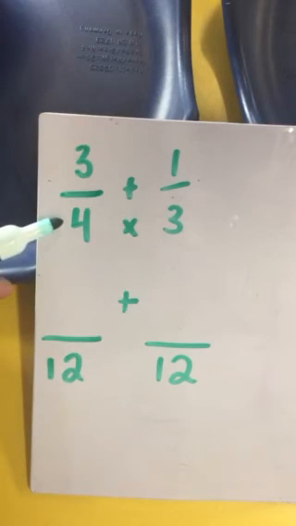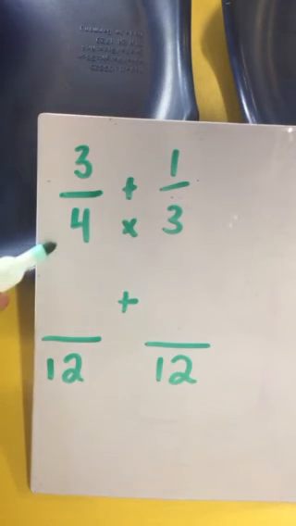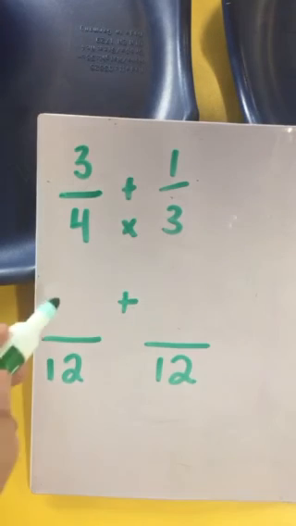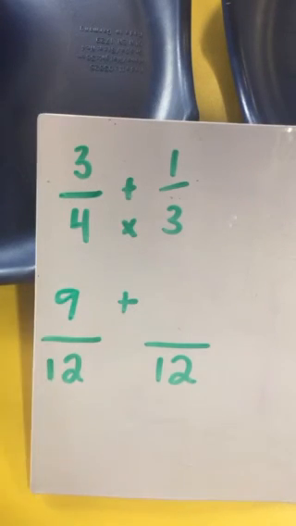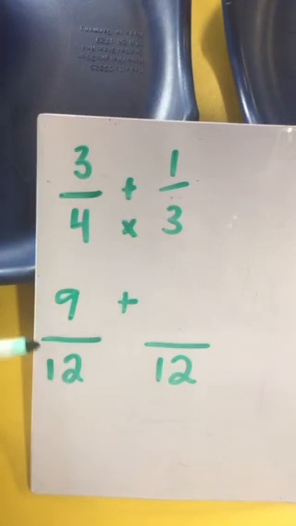So how did we change this 4 and make it a 12? We times it by 3. So we have to do that to the top number as well. If you times the bottom number by 3, you times the top number by 3.